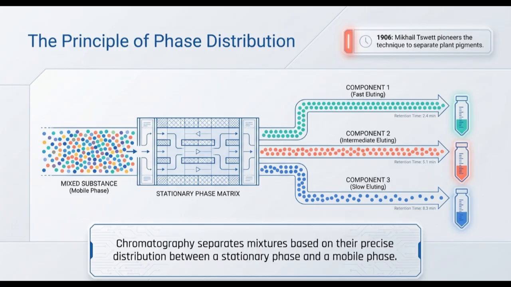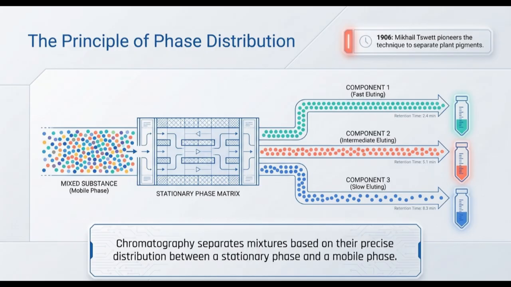We now turn to chromatography, a family of separation techniques that began in 1900 when Mikhail Tswett pioneered the method to separate plant pigments. Chromatography separates mixtures based on their precise distribution between a stationary phase and a mobile phase. The stationary phase is typically a solid or a liquid coated on a solid, and the mobile phase is either a liquid or gas. Compounds that interact more strongly with the stationary phase move slowly, while those that interact less strongly move quickly.